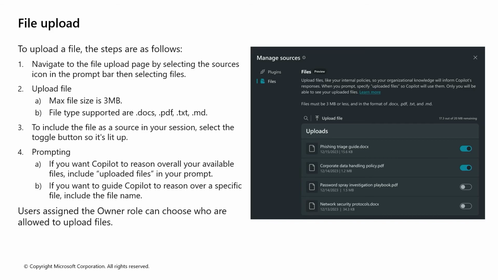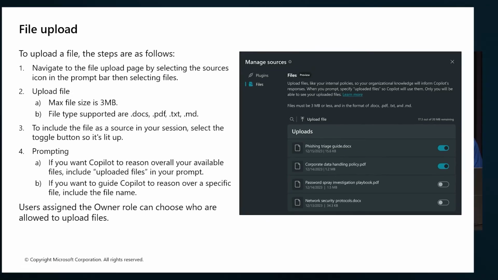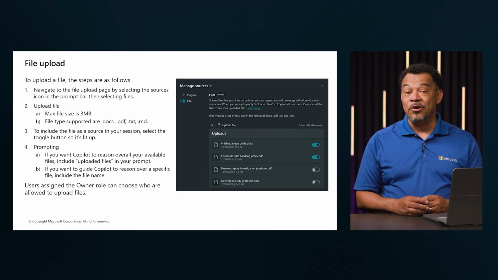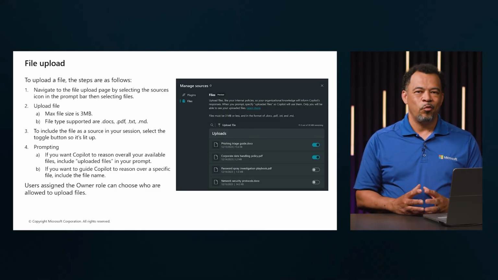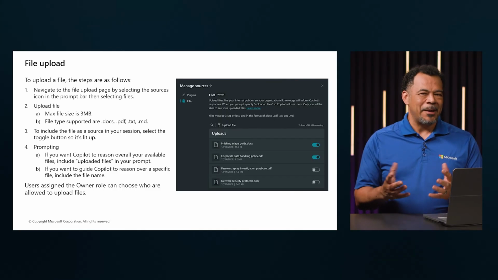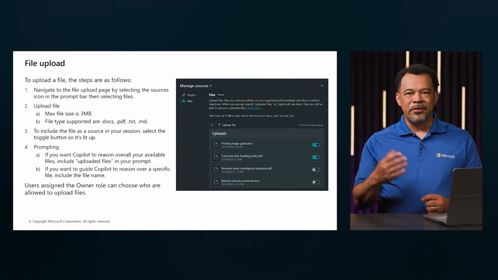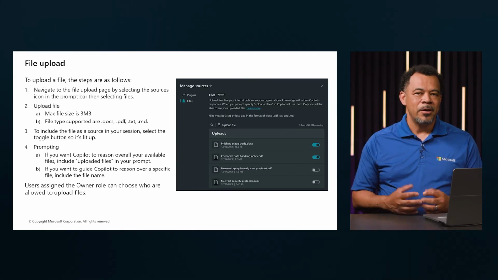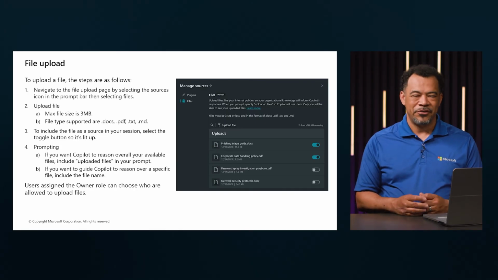Need Copilot to look for something specific? You can upload a file and have it use that content when answering your questions. Just mention uploaded files or the file name in your prompt, and Copilot will know what to reference. To upload a file, it's fairly simple. You click the sources icon in the prompt bar, which allows you to choose the files, and then pick the files that you want.